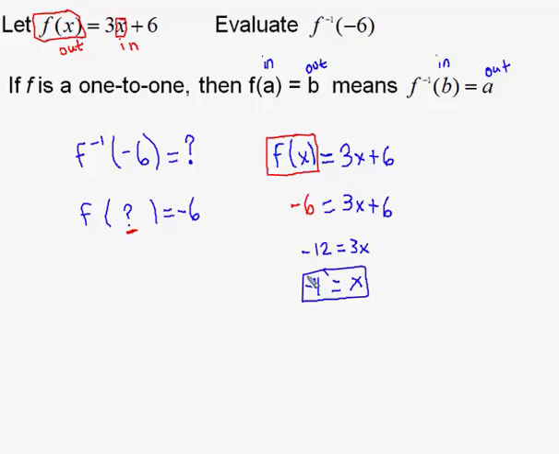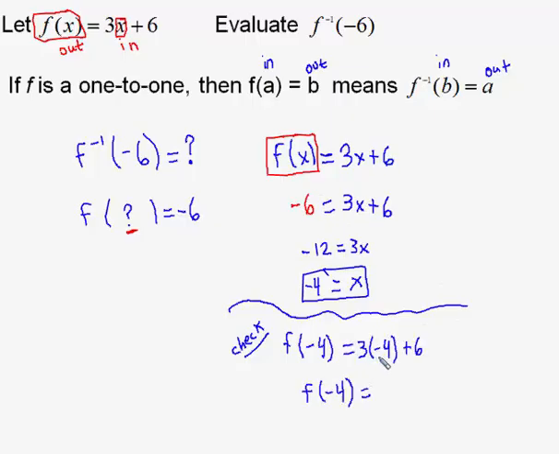So to show what we just found, you could check this by simply replacing x with negative 4. Replacing x with negative 4, we'd have 3 times negative 4 plus 6. 3 times negative 4 is negative 12, and negative 12 plus 6 is indeed negative 6, which was what we were asked to find in the question. Since f of negative 4 is negative 6, then by definition, since f is 1 to 1, f inverse of negative 6 would be negative 4. So I've evaluated the inverse function at negative 6 and found the value to be negative 4.